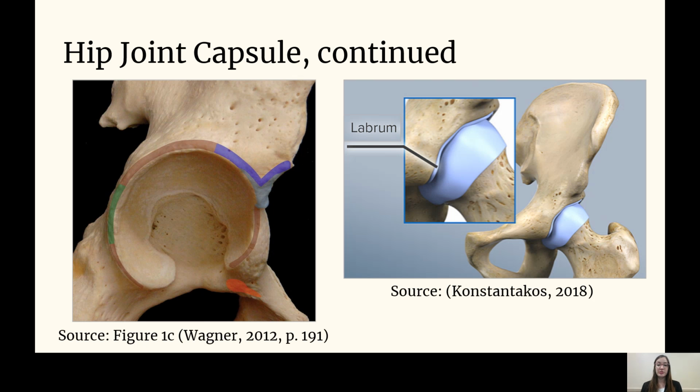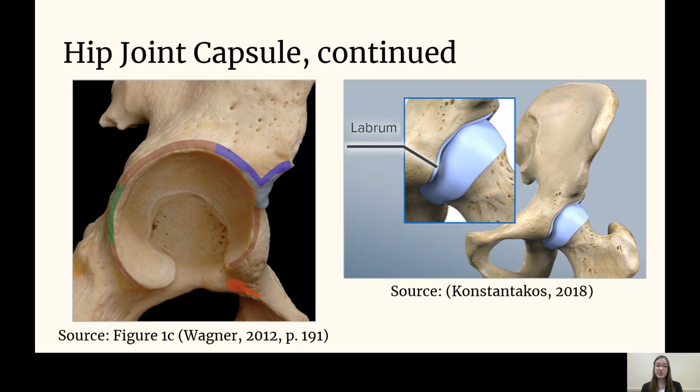And the illustration on the right depicts how the labrum rests within the hip joint. On average, the labrum is only 2 to 3 millimeters thick, but it plays important roles in upholding the integrity of the hip joint and allowing it to move safely.